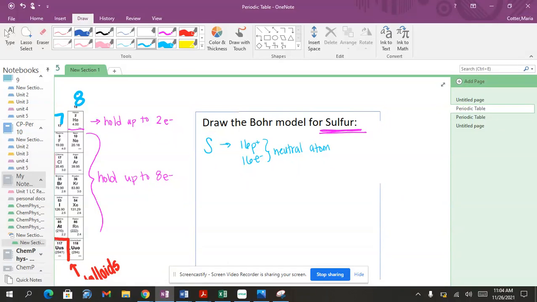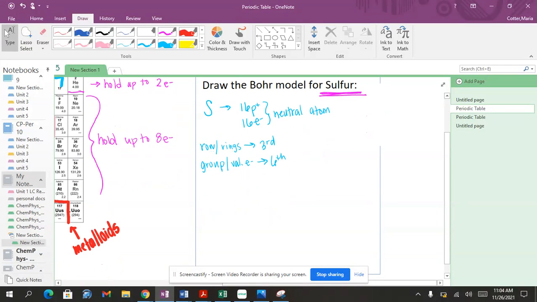Then, after this, we can say, all right, what row is it? Because that tells me the rings. And what group is it? Because that tells me the valence electrons. So it's in the 3rd row, and it's in the 6th column or group. So when I start to draw this, I know that this means I have 3 rings and 6 electrons in the last ring.